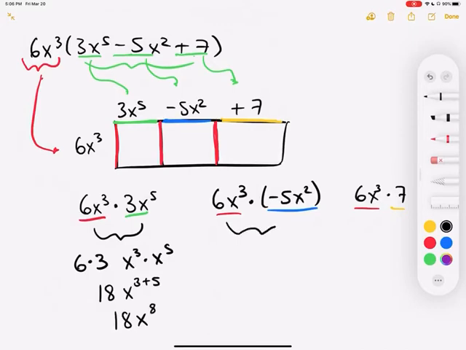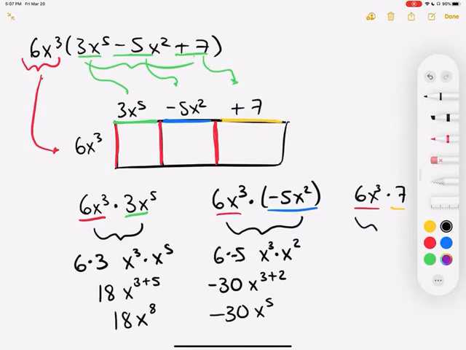For the second rectangle, I have to multiply the numbers first. That is 6 times negative 5. And then I have to multiply the x's, so x cubed times x to the power of 2. If I multiply the two numbers here, 6 times negative 5, it's negative 30. Then x cubed times x to the power of 2, that's x to the power of 3 plus 2. We have to add those two exponents, so the result should be negative 30x to the power of 5.